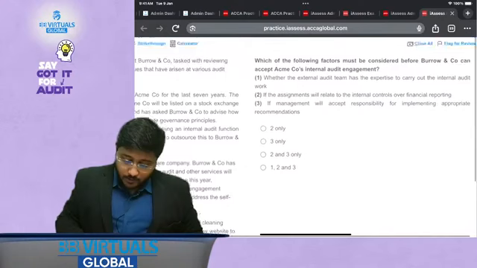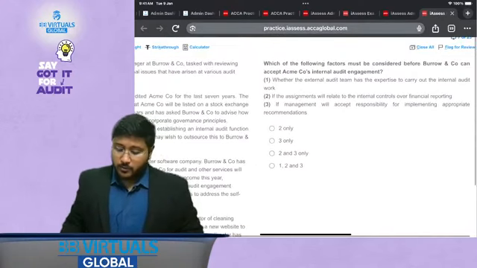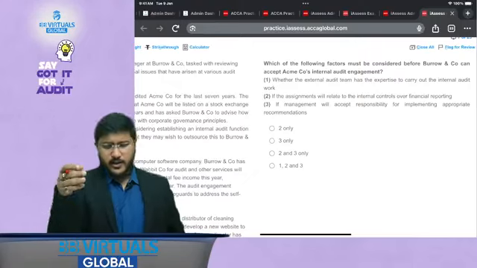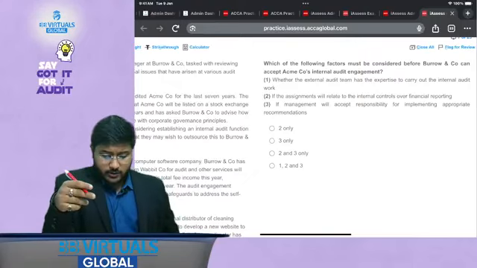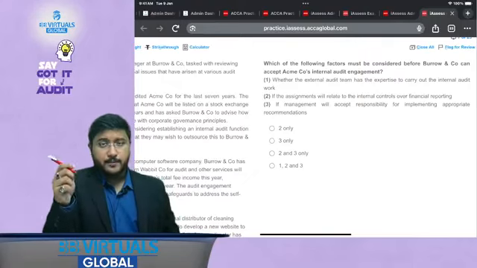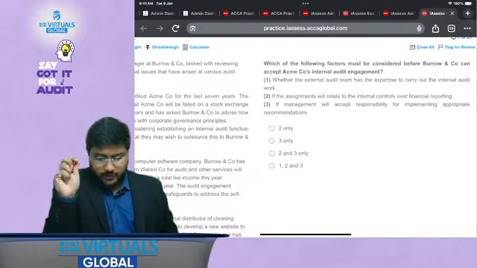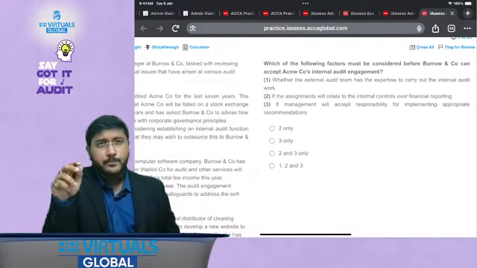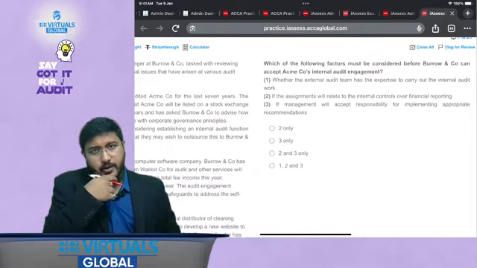Now, which of the following factors must be considered before Borrow and Company can accept ACME company's internal audit engagement? This is clearly understandable. Borrow and Company is the internal auditor and ACME company is the client company. What factors should they consider before they accept? Whether the external audit team has the expertise to carry out the internal audit work or not. This is something important that should be evaluated.